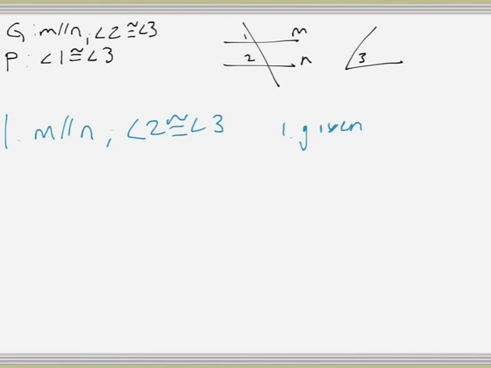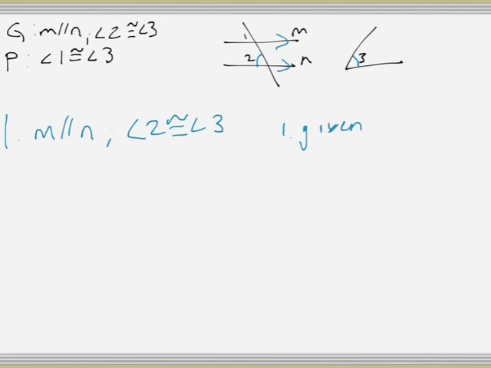I like to mark my diagrams with what I'm given so I know what I already have, and that can help me see where I might want to go from here. So I'm going to mark m and n as being parallel. Yesterday, or maybe it was 2 days ago, we learned that we can put those little arrows on there, and that'll say things are parallel. And then we're told that angle 2 and angle 3 are the same size, so we can put a little mark in those to show that we know those are the same.